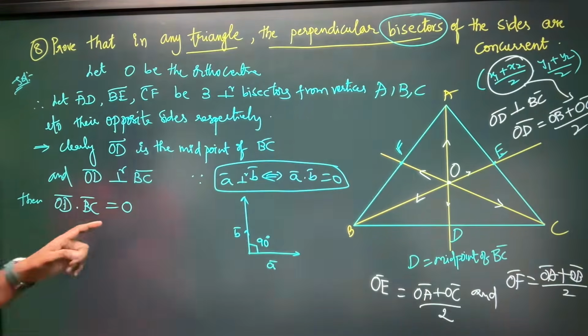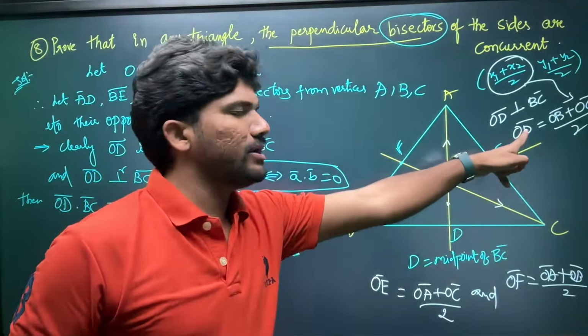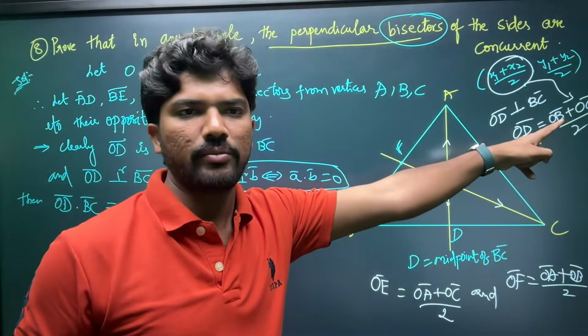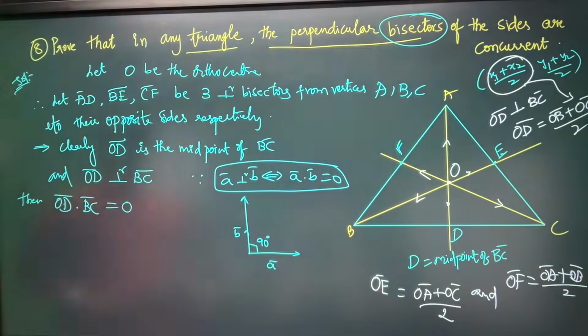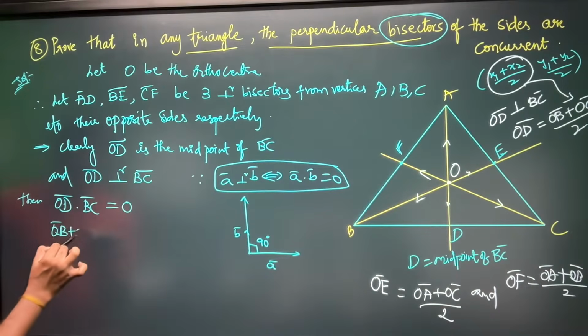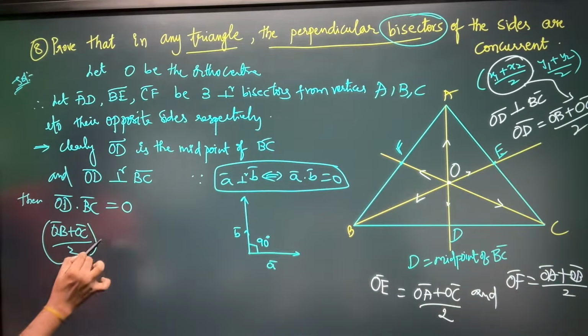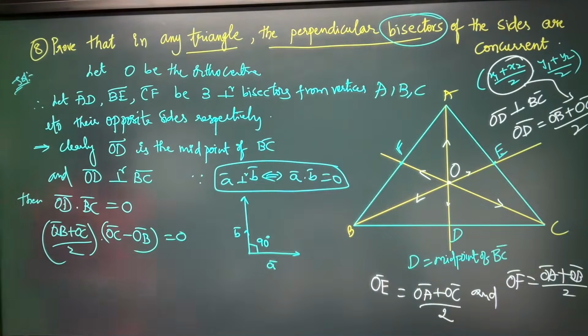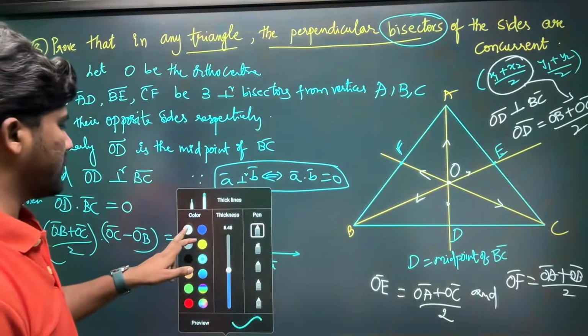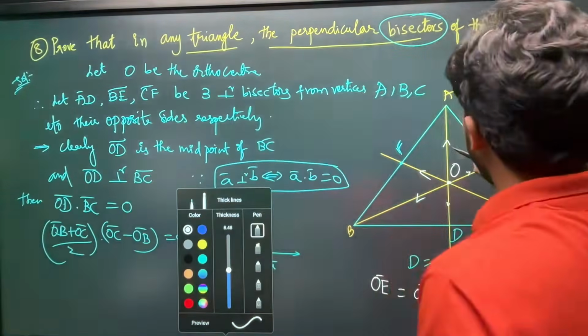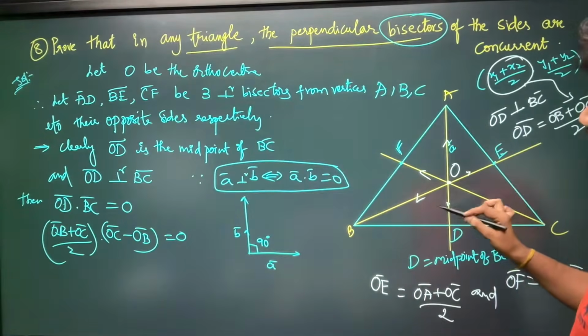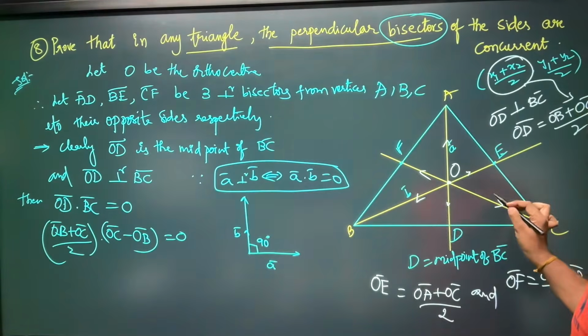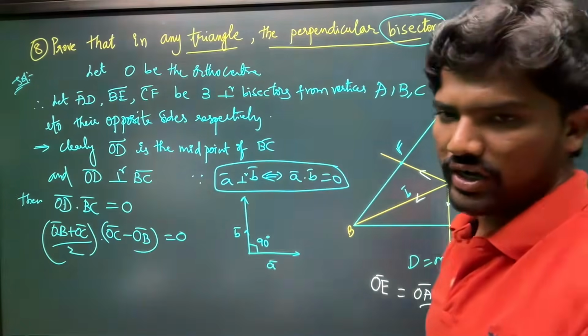So from this condition, OD is the midpoint, and the midpoint formula is OB bar plus OC bar by 2. Therefore OD bar is OB bar plus OC bar by 2 dot BC bar, that is, OC bar minus OB bar equal to 0. And clearly, from the origin, OA bar, this distance, we take as A bar; OB bar, this distance, as B bar; and OC bar, this distance, as C bar.